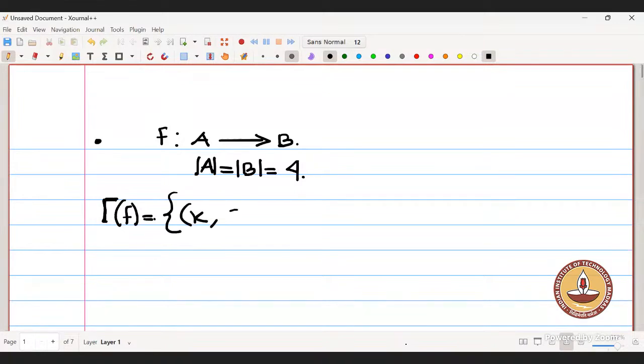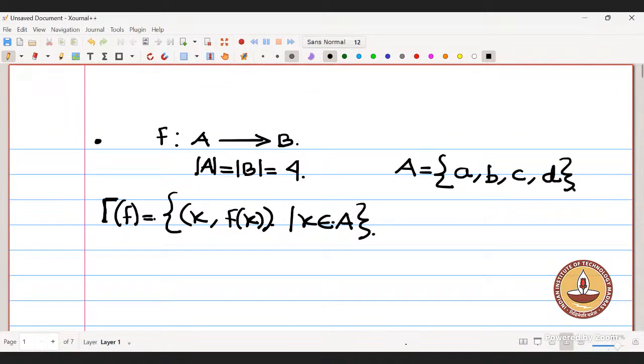Yes, correct. And where does this x vary? x lies in A, so x is an element of A and f(x) is an element of B, right? So here it's given that the cardinality of A is 4. That means A has 4 elements. So let's say A is {a, b, c, d}. Then if I have to compute the graph Γ of f, what will be the elements of the graph for this function f? It'll be minimum 4, right? Not minimum 4, it has exactly 4.